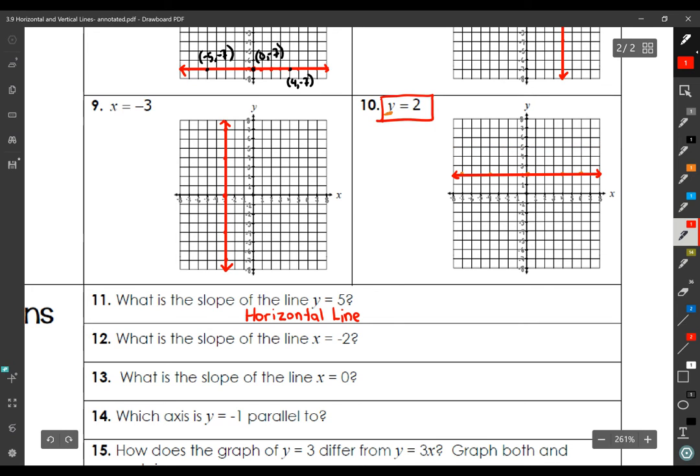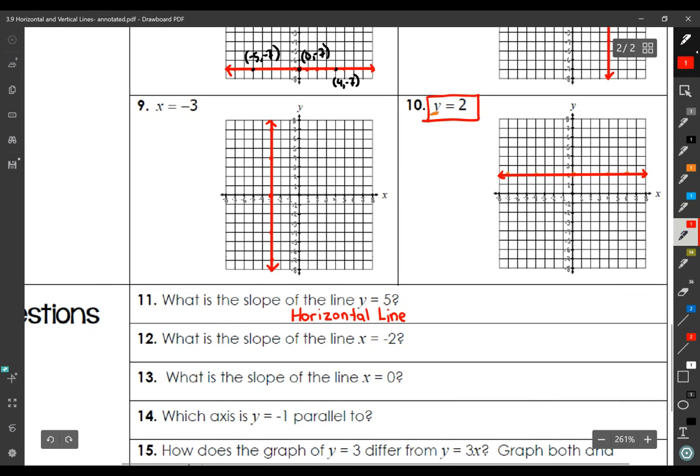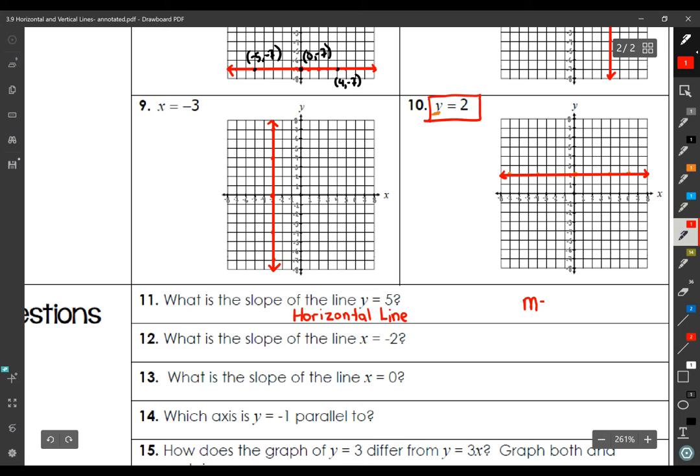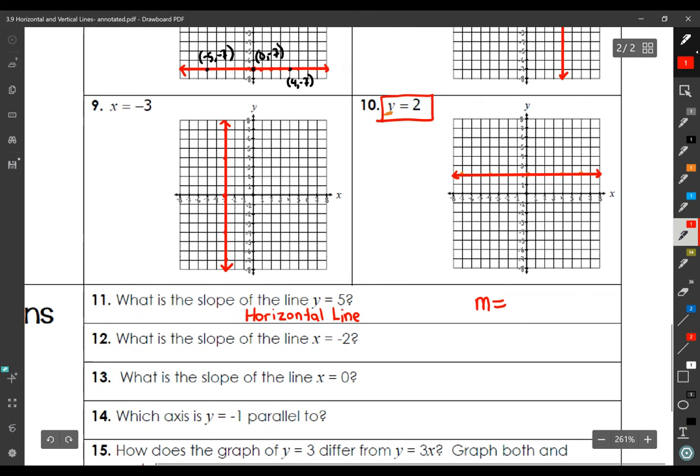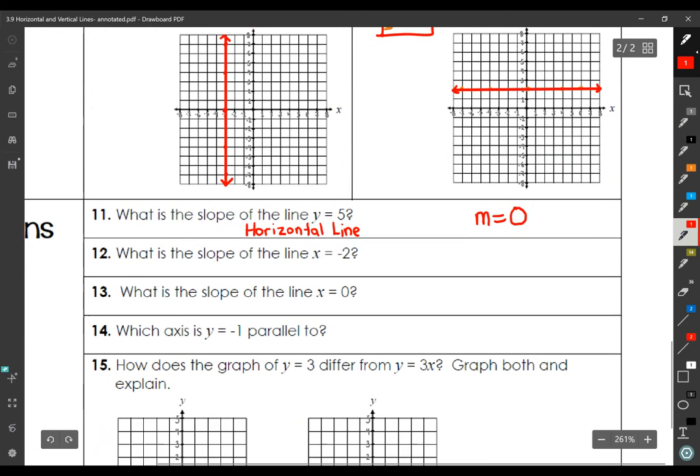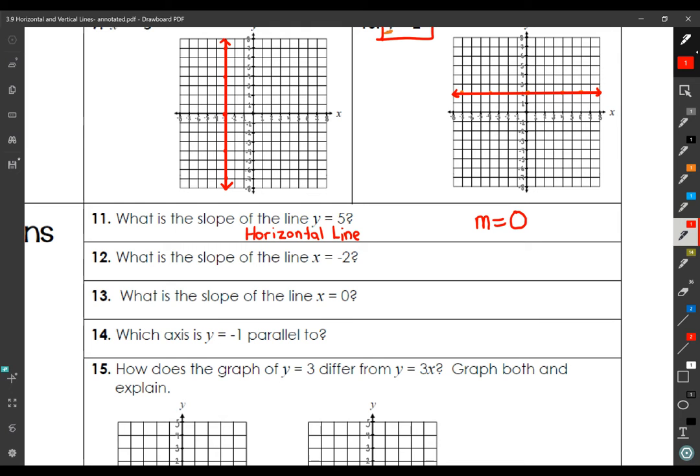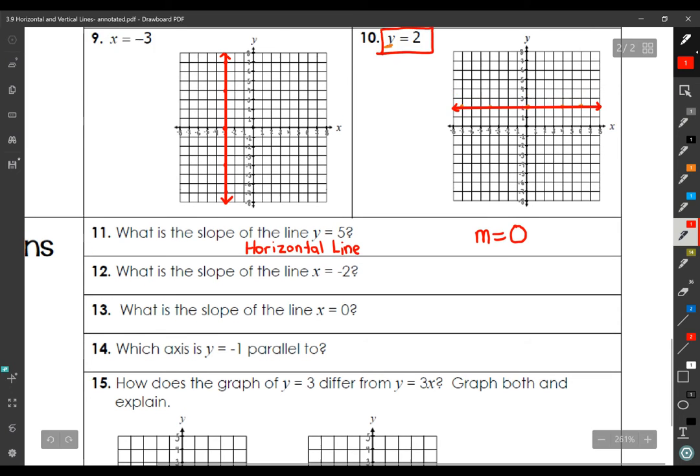Okay, so when we have a horizontal line, what is the slope of that line? Well, you shouldn't have to do any math for this. You should know that it's 0, 0 for a horizontal line. Now, let's look at 12. What is the slope of the line x is equal to negative 2?